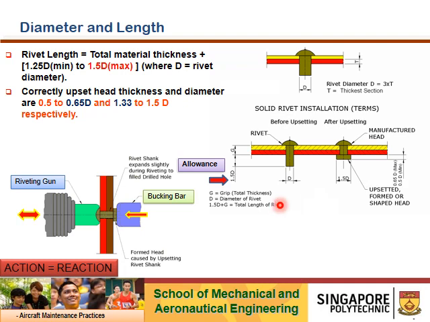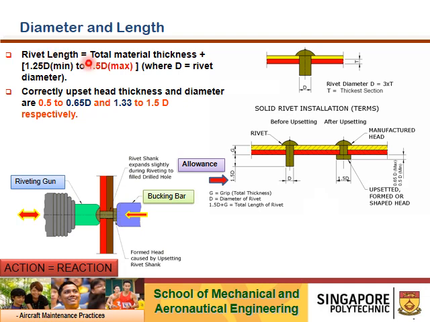Diameter and the length of the rivets. The diameter will be determined by the aircraft manufacturer through the aircraft drawings or the structure repair manual. Just one thing to take note of is that the denominator for the rivet diameter is always 32. So if you see a 6, then it's 6/32 diameter. So how do we determine the length?